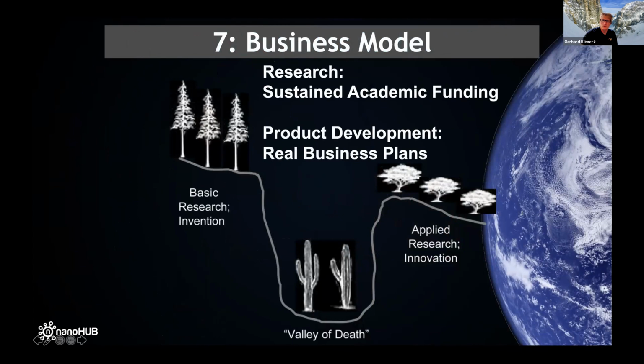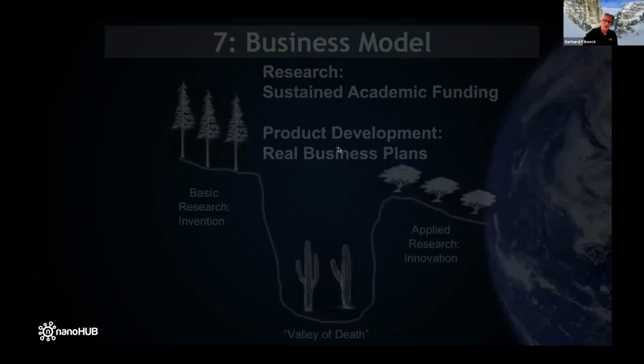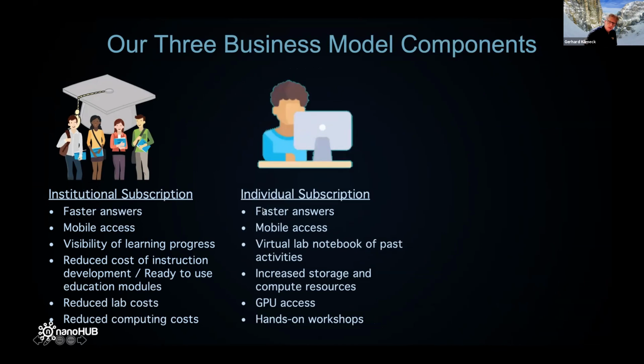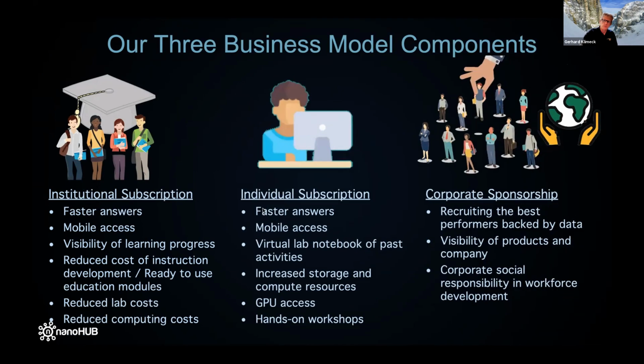For the longest time, we have been running on sustained academic funding in the research model, but we're trying to become self-sustained. So we have to have real product development and real business plans. We have some ideas for these, and we built some business canvases. We're aiming for an institutional subscription where I can go to the deans or the libraries and have a subscription for non-op service when they use it in the classroom. There's a model for individual subscription, and also a model for corporate sponsorship where we can interact with corporations, maybe recruit them to the best performers in NanoHub, and have funding generated that way.